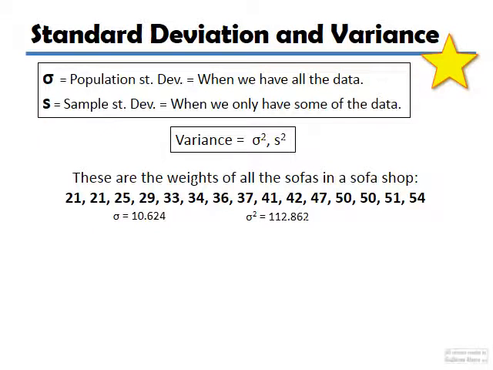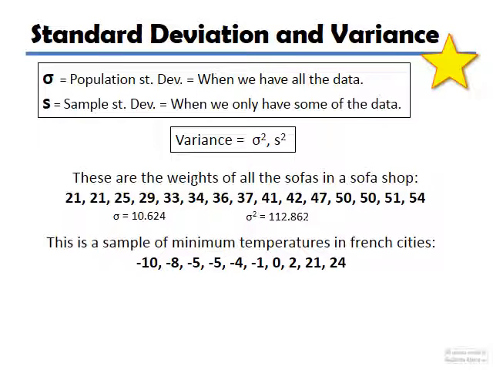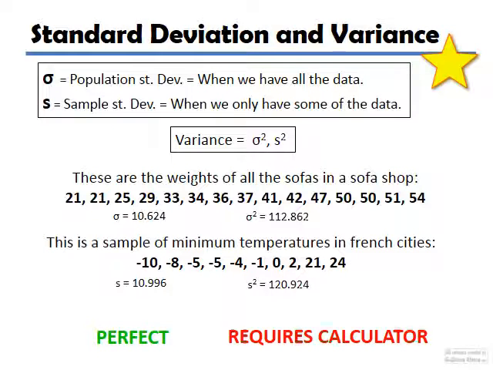And here you have a sample of minimum temperatures in French cities. So which one do I use, sample or population? Well, you're going to use sample because it says sample here. So I use my sample standard deviation and I square it, and I get the variance. Wonderful. This is perfect. Only trouble is we're going to need the calculator. Okay, but please let me know how to calculate this.